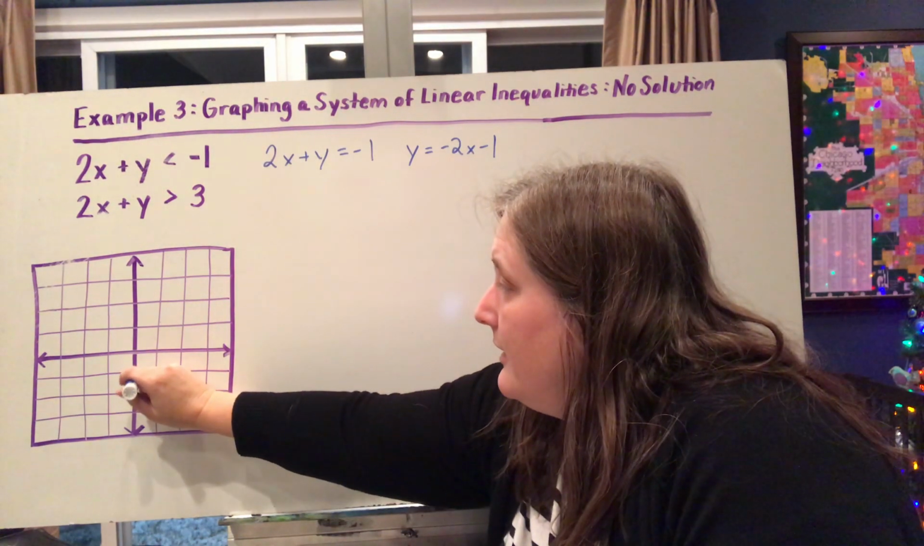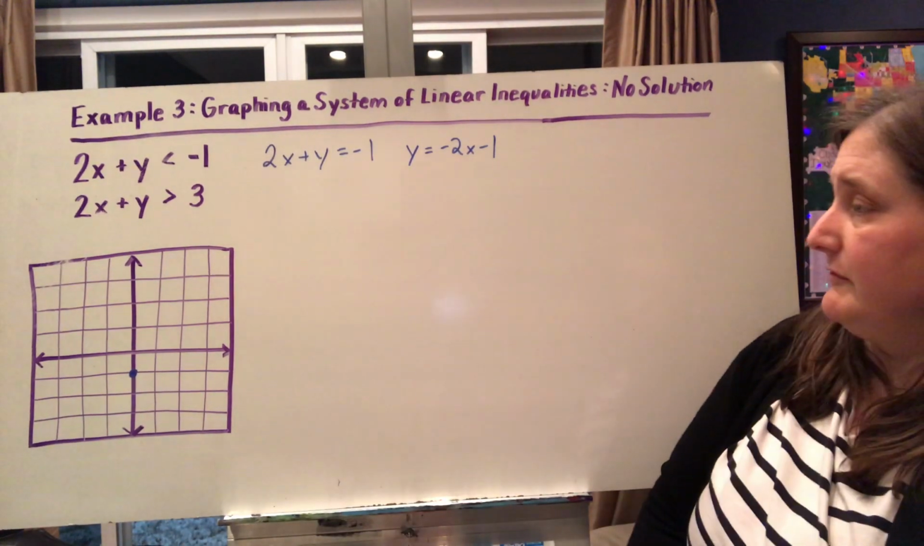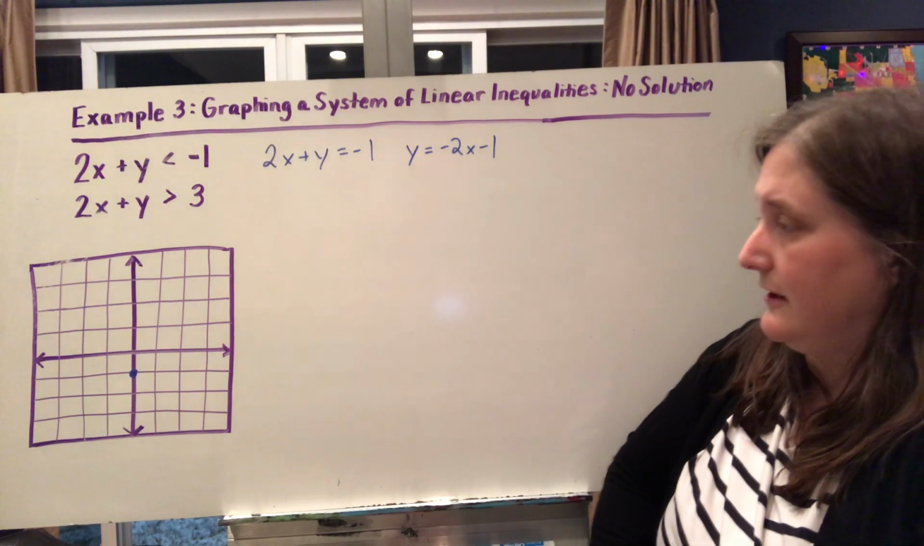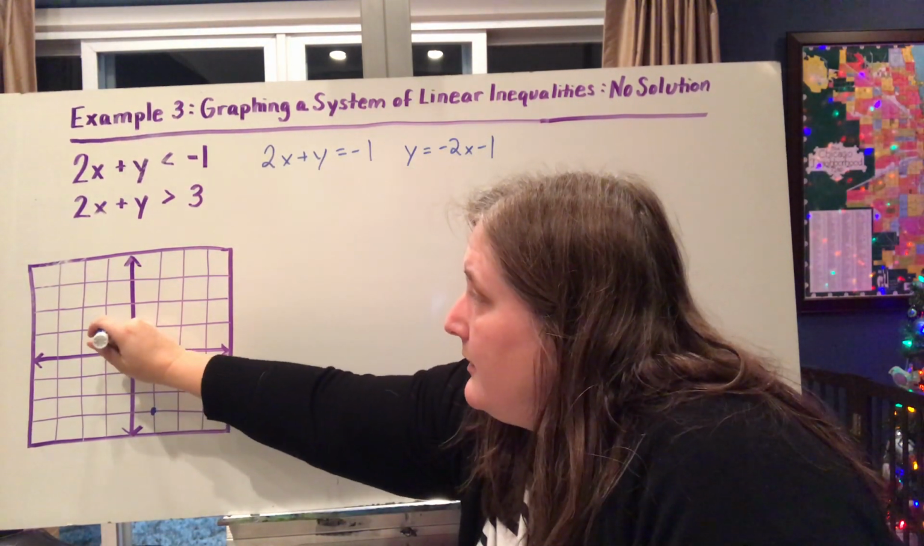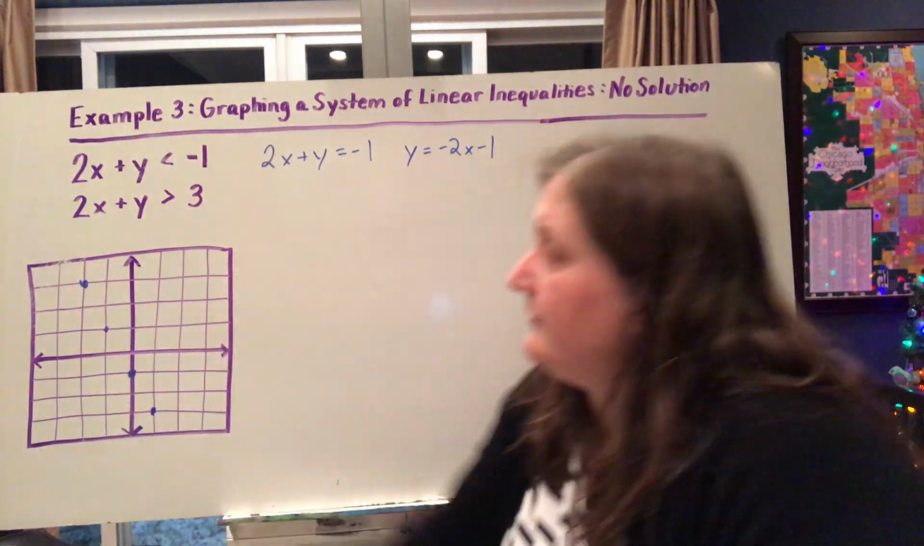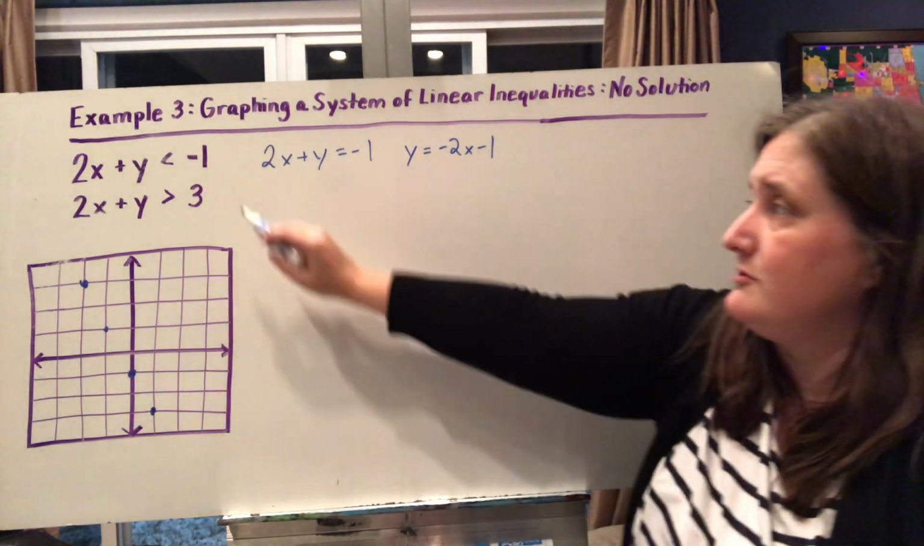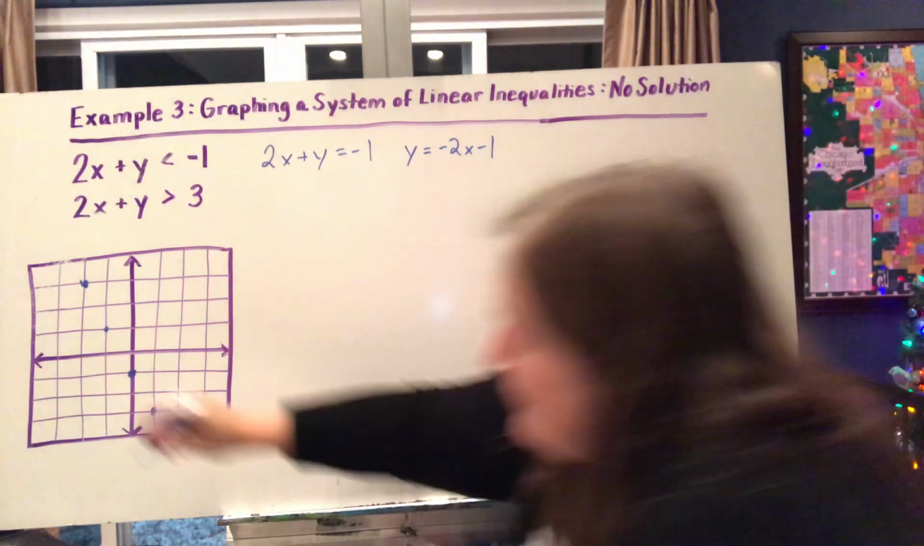So I have a y-intercept of -1 and a slope of -2. So down 2 over 1 or up 2 and back 1. And this is going to be a dashed line because I don't have the equals.